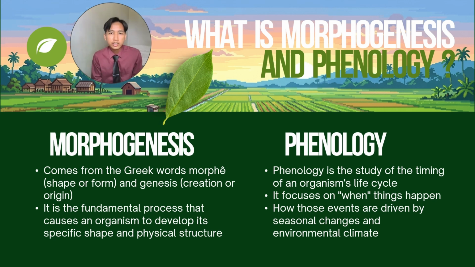What is phenology? If morphogenesis is the hard construction work, phenology is the project calendar. It tracks the precise timing of these structural changes and the exact moment a seed wakes up, a flower pops, or a leaf drops. This calendar is strictly ruled by nature's alarm clock, daily hours, and accumulated heat, which we track as the growing degree days, or GDD.